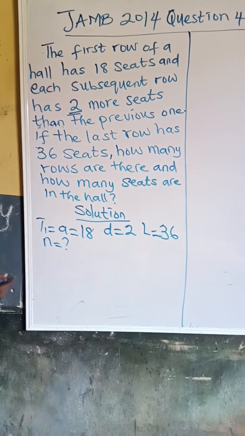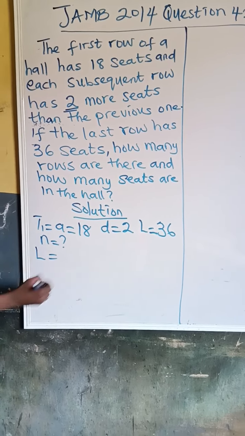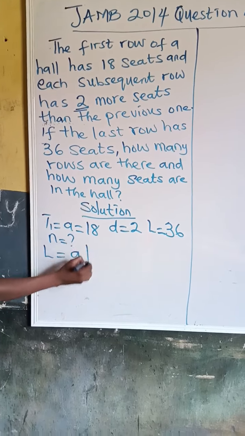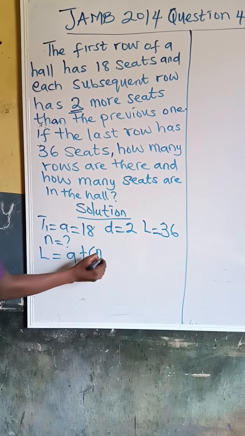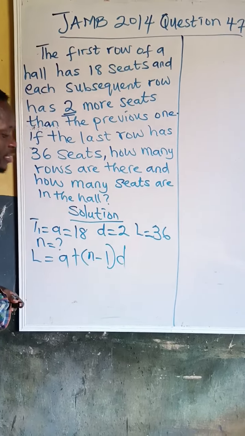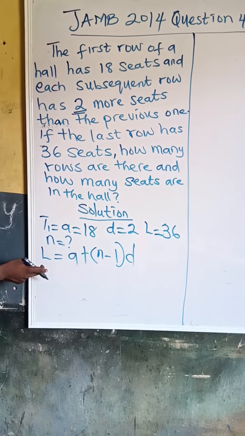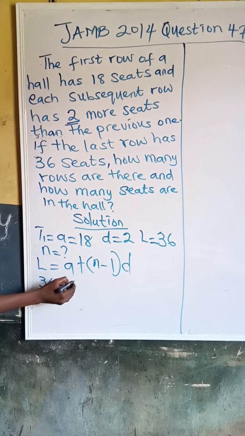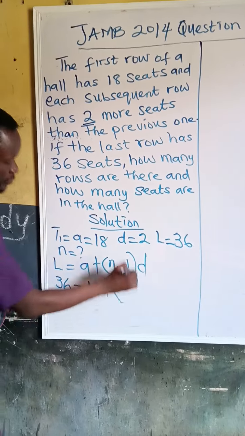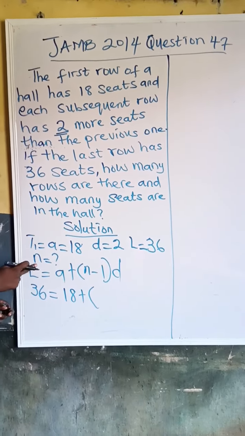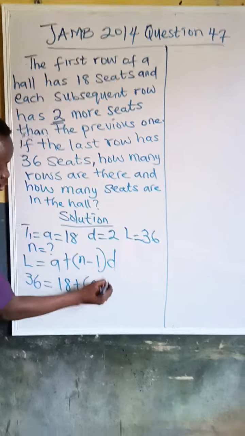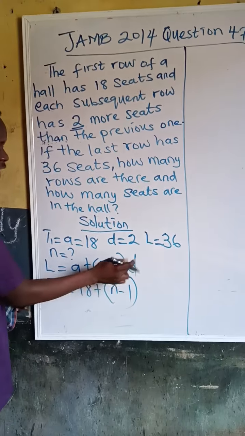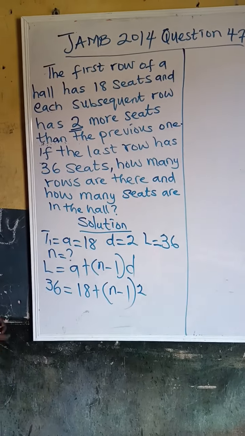So from here we can say that our last term L equals A plus, open bracket, N minus 1, into bracket D. And our last term is given as 36, equals our A, which is 18, plus our N is what we are looking for, so it is the unknown, and our D is 2. What do we do next?